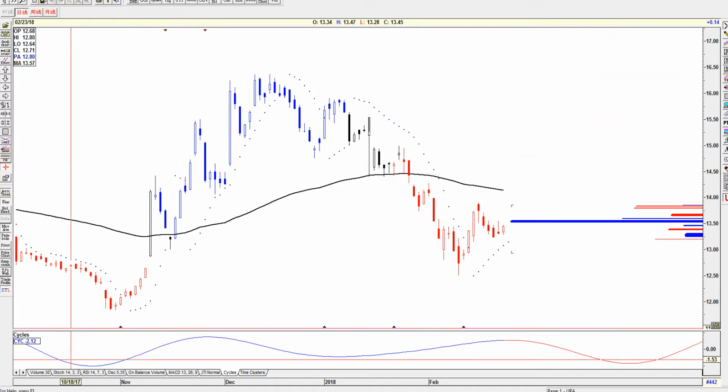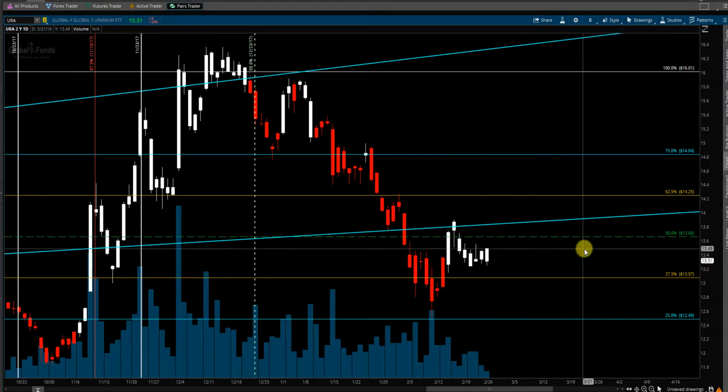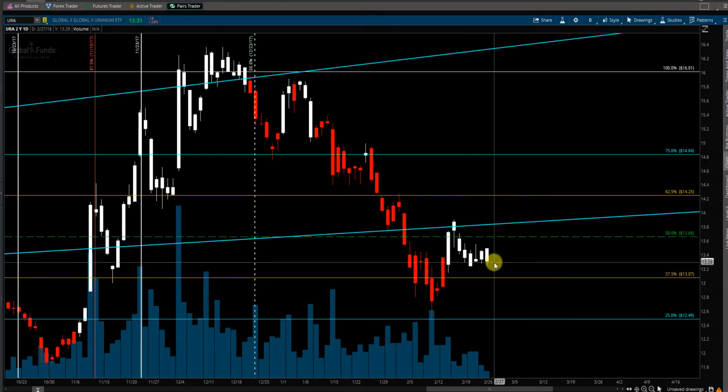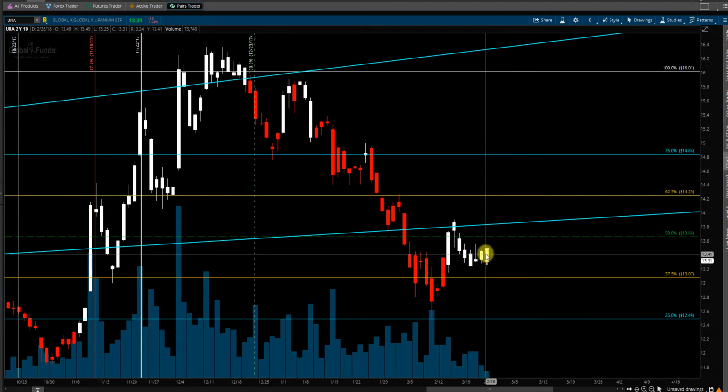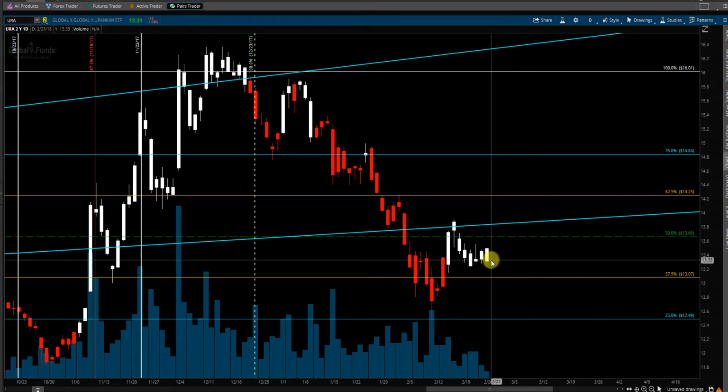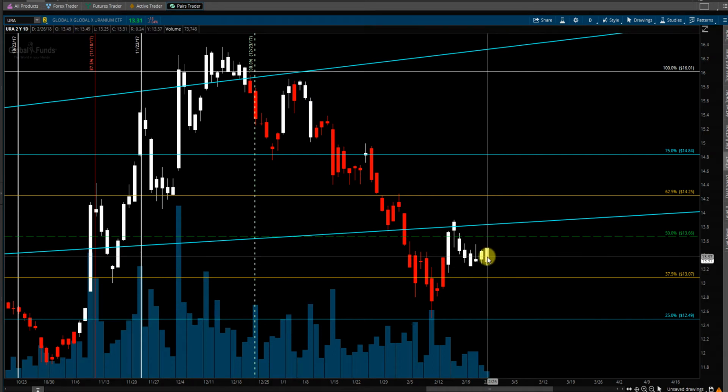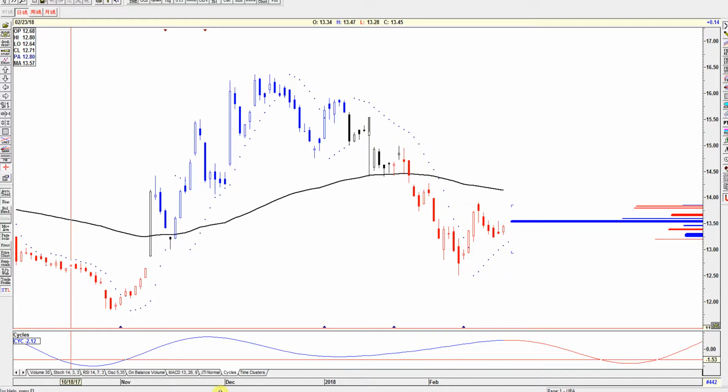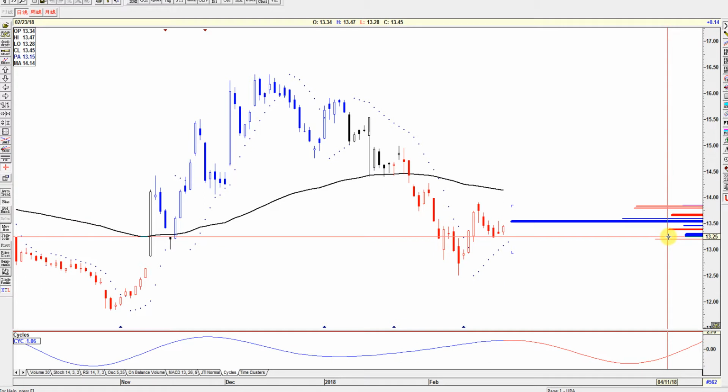Let's go into URA in real time, and you can see that we kind of sold off. This is a daily chart. We put a low. What's the low right now? 1325. So that coincides with this buying zone, 1325 all the way to 1331.